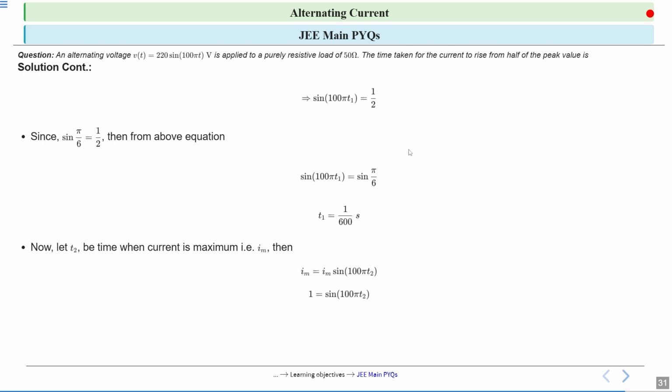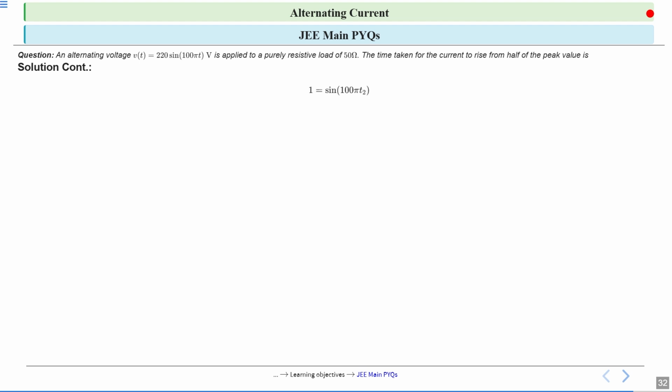So sine of which angle is equal to 1? Sine 90 degree. Okay, or sine pi by 2 we can say. So again we will compare. So 1 equal to sine 100 pi T2. Since sine pi by 2 equal to 1, we'll put sine pi by 2 in place of 1. So sine pi by 2 equal to sine 100 pi T2. So after comparing the arguments of sine, 100 pi T2 equal to pi by 2. So pi and pi will get cancelled out. T2 will become 1 by 200 second. So current is maximum at time 1 by 200 second.